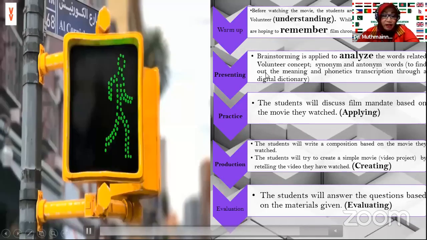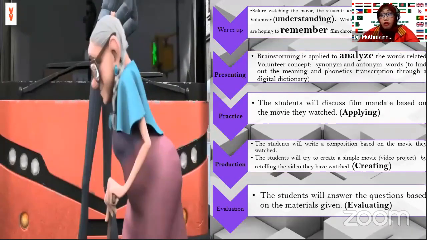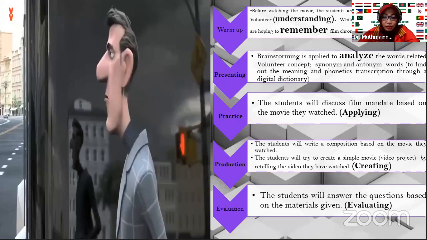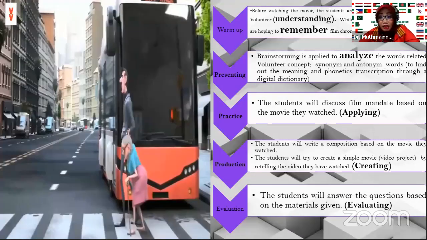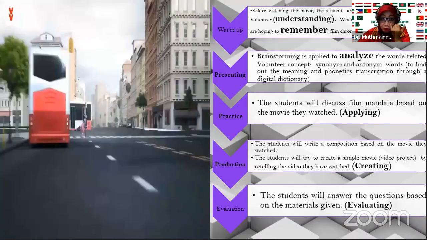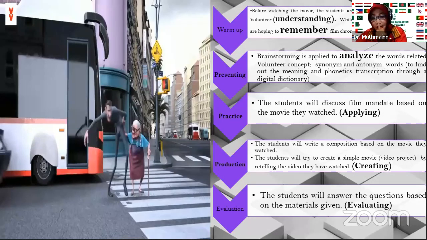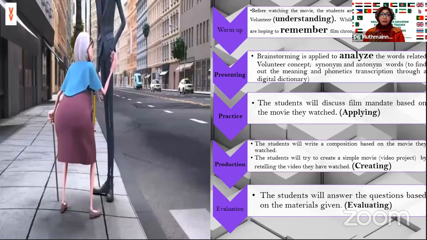In the presenting phase, we need the students to create their brainstorming. The brainstorming is applied to analyze words related to the volunteer concept, such as synonyms and antonyms, by using a digital dictionary tool. And in the practice phase, you can ask your students to discuss the film's mandate based on the film they have watched.